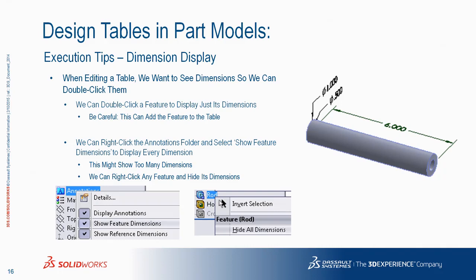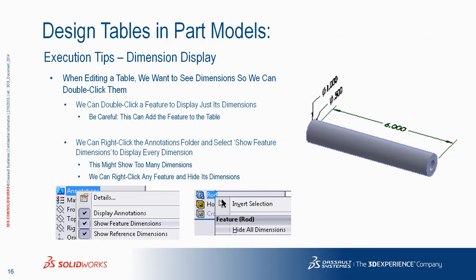So execution tips. As far as dimension displays, when editing a design table, we want to see the dimensions so we can double click on them. We can double click on a feature to display just its dimensions, but you got to be careful. If you double click on a feature to display its dimensions, it's going to add that feature to the design table for you. So you may end up with a feature that you don't want inside of there.